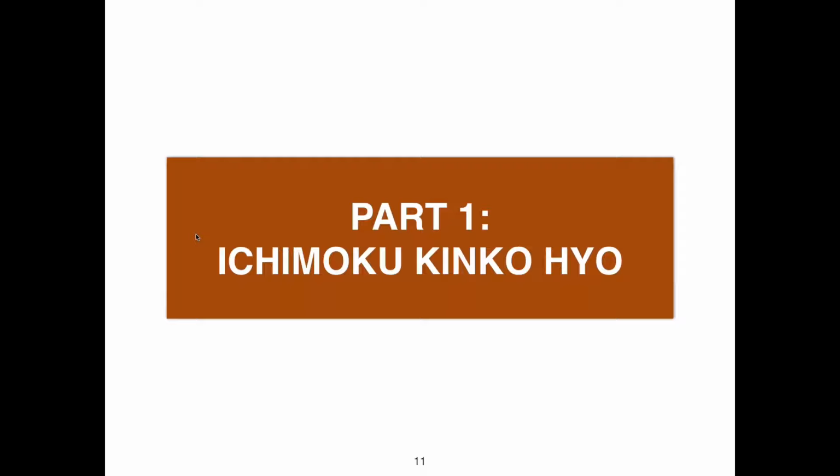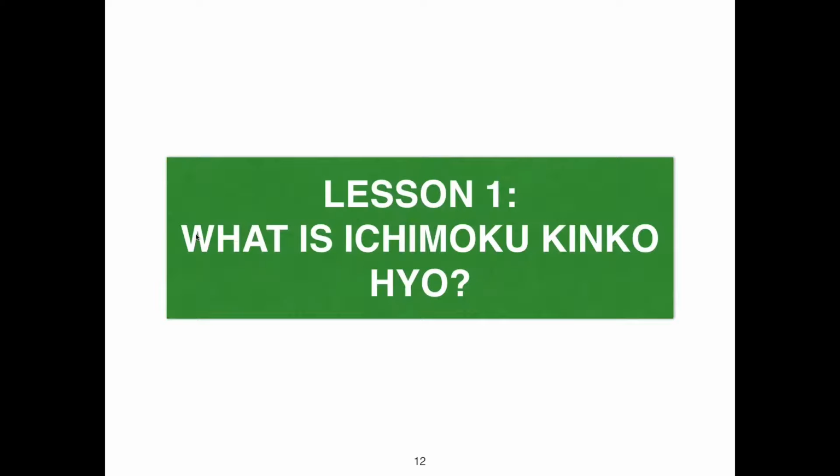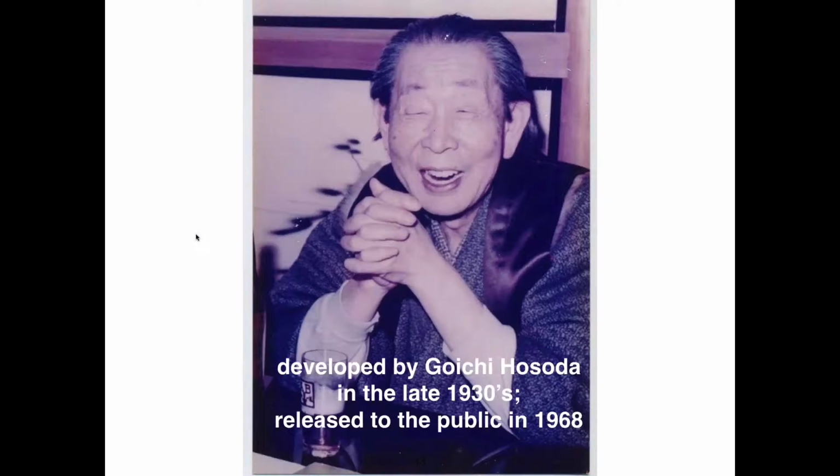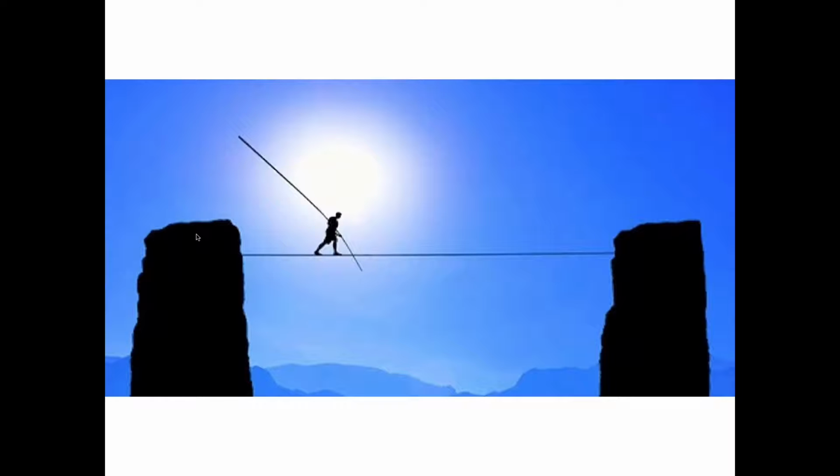So let's begin. Part 1, Ichimoku Kinko Hyo. So what is Ichimoku Kinko Hyo? Ichimoku Kinko Hyo is a trading system developed by a Japanese journalist named Goichi Hosoda. He spent 30 years trying to perfect the system, then he released it to the public in 1968.